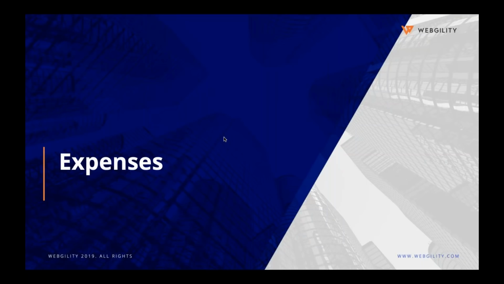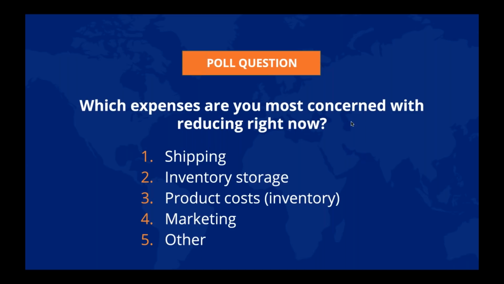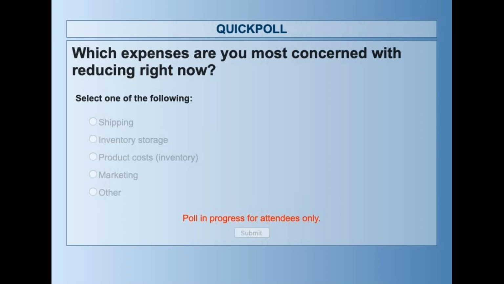Okay, so we have a lot of information as to what the common mistakes and common problems are in understanding your profitability. Let's take a look at the expenses that are across everybody. So we're going to start off with expenses with a poll question. We're going to ask, which expenses are you most concerned with reducing right now? Obviously, every company has their own set of expenses, and there are some that are most prominent for you to reduce. So I'm going to go ahead and launch that poll. Give you about a minute to answer.